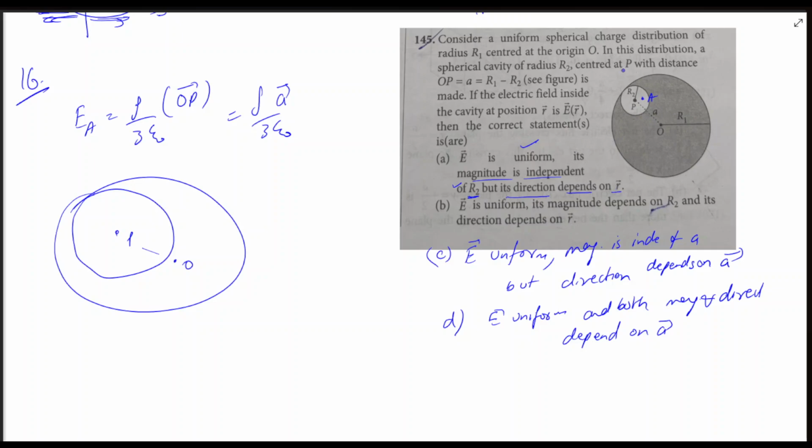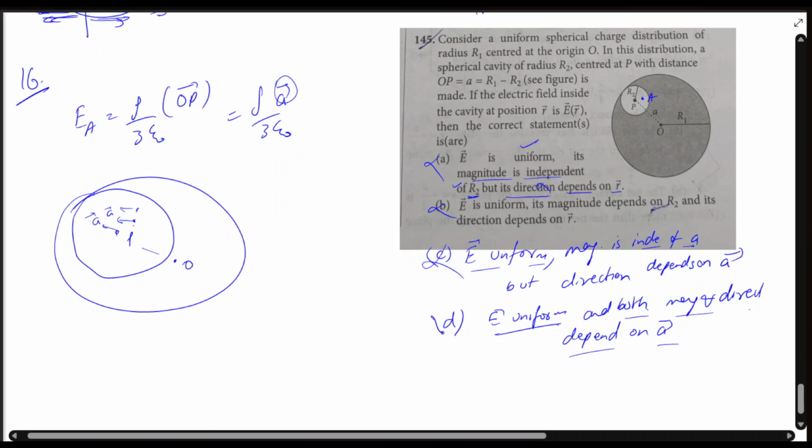But its direction depends on R? No, direction does not depend on R, right? Because at all the points, the direction will be the same. Yes, it will be in the direction of A vector. So this point is wrong. E is uniform, magnitude depends on R2? This is wrong. Again, magnitude is independent of R2, we have just proved. E is uniform, magnitude is independent of A? No, magnitude depends on A. So this is wrong again. E is uniform, both magnitude and direction depend on A. This is correct. So D will be the option.